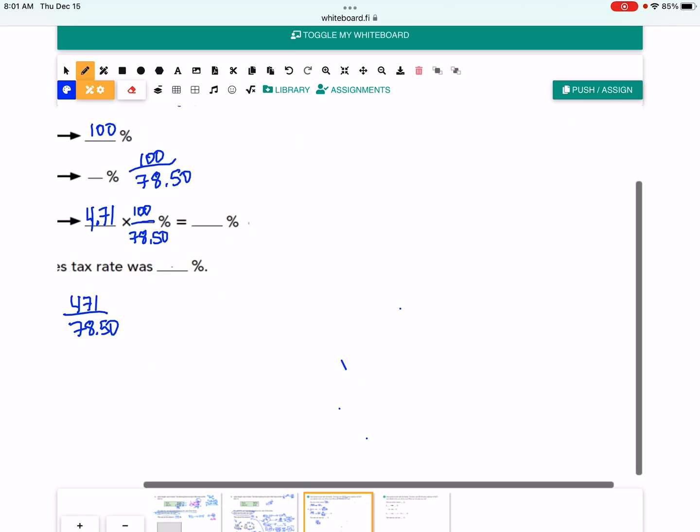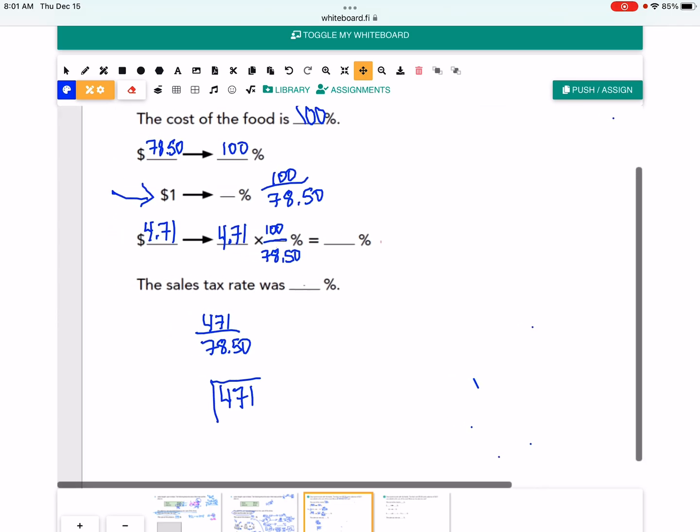Okay, and at this point, you are able to take 471 and divide it by 78.50. All right. And remember, we don't like to leave those numbers there. So we're going to go ahead and move this like this. The decimal point started there, so we're going to add our zeros and move it over 2 places. So our new decimal point is up here.